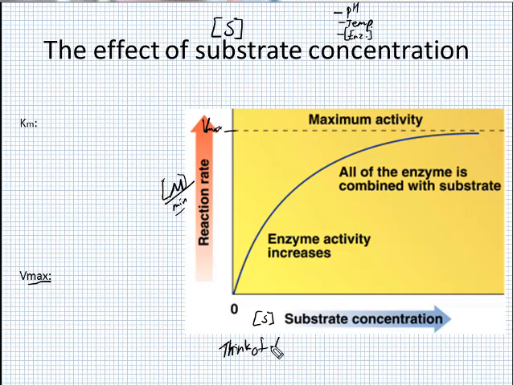Think of the enzyme as a fruit picker. When they're working as fast as they can, what that means is all the enzyme is combined with substrate. The substrate concentration is so high, say 40 micromolar or something like that, that all the enzyme is essentially bound up with the substrate.